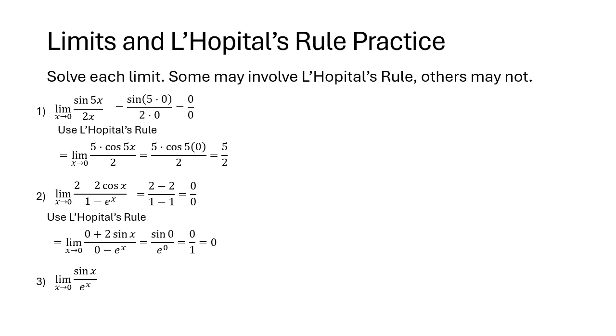As a reminder, if you have 0 cupcakes divided by one person, that person gets 0 cupcakes. So be careful about the distinction between 0 divided by 0 and 0 divided by a non-zero number. For the last one, if we plug in 0, sine of 0 is 0, and e to the 0 is 1. So this is 0 divided by 1, which is not indeterminate. The answer to this is just 0, and you do not use L'Hopital's rule for this last one.